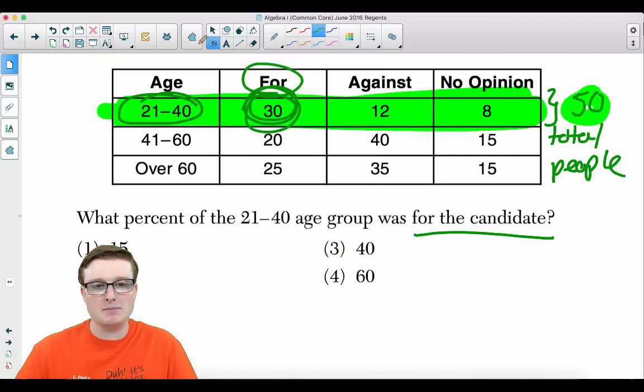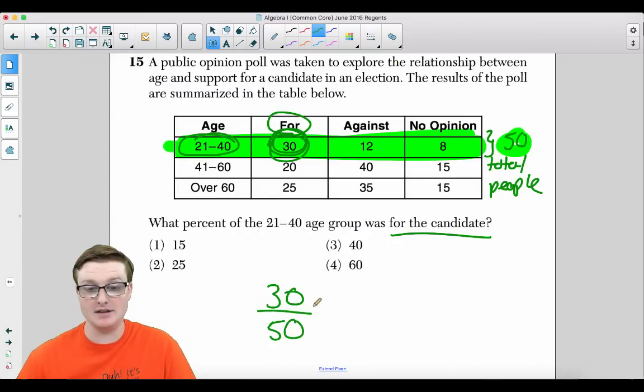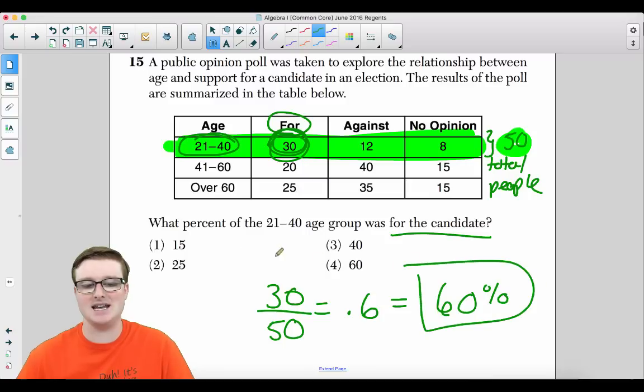To figure out the percent of people that was for the candidate, you just have to take 30 people who was for the candidate divided by the amount of 50. That's equal to 0.6, which is equal to 60%. And that is going to be choice 4. And that's all that you had to do for that one.